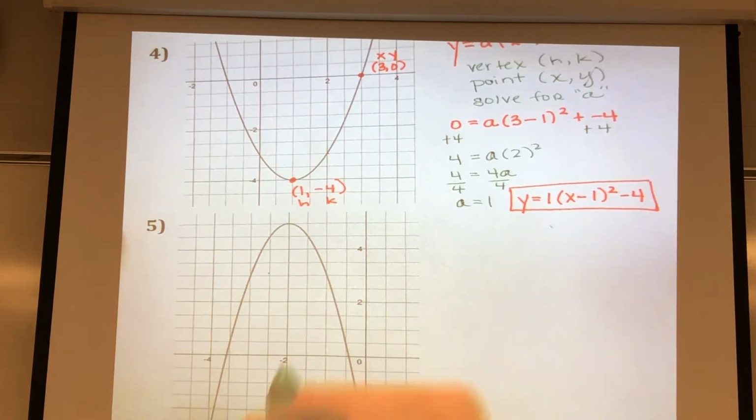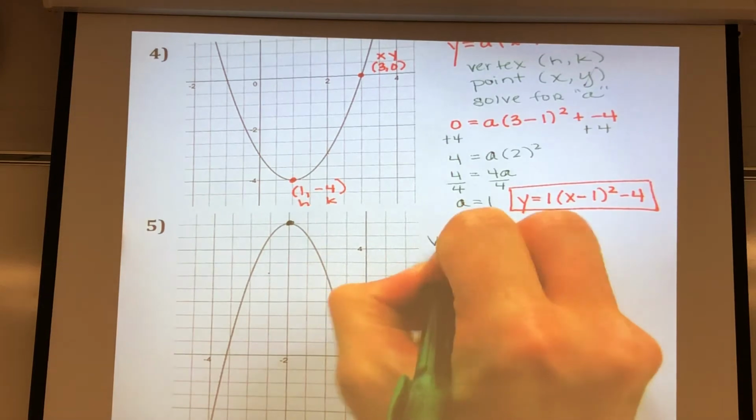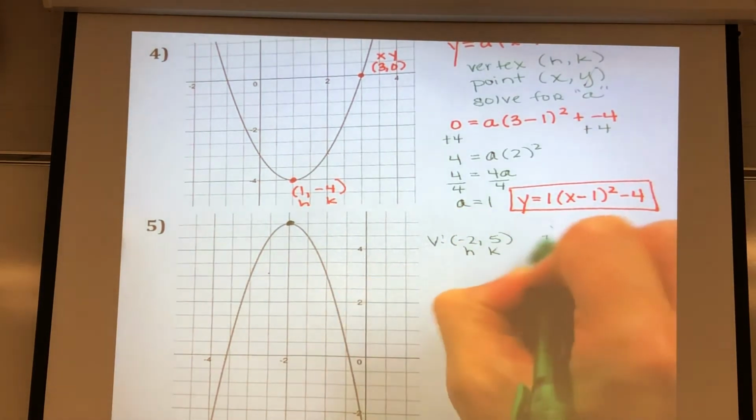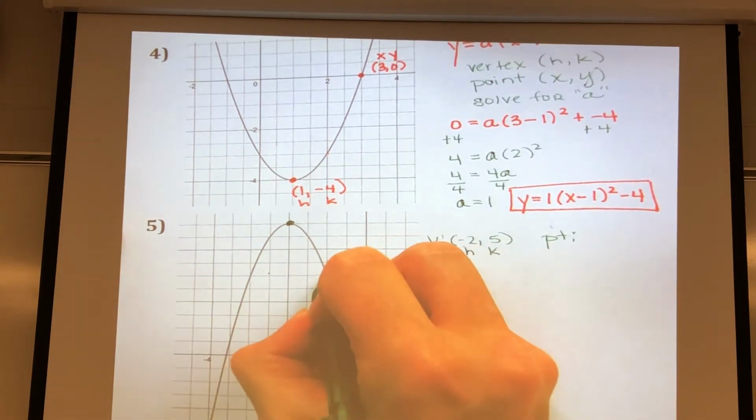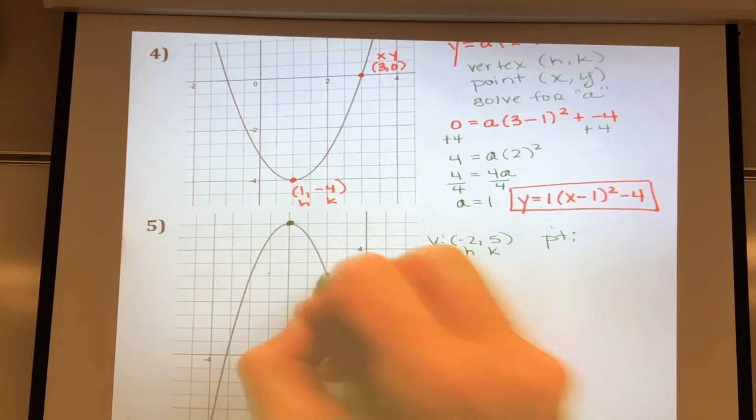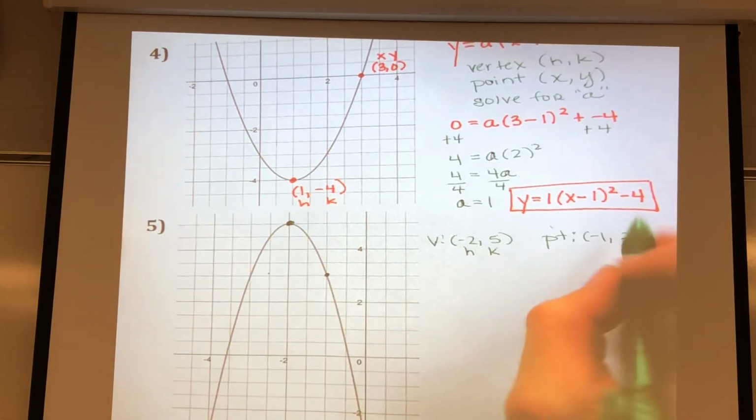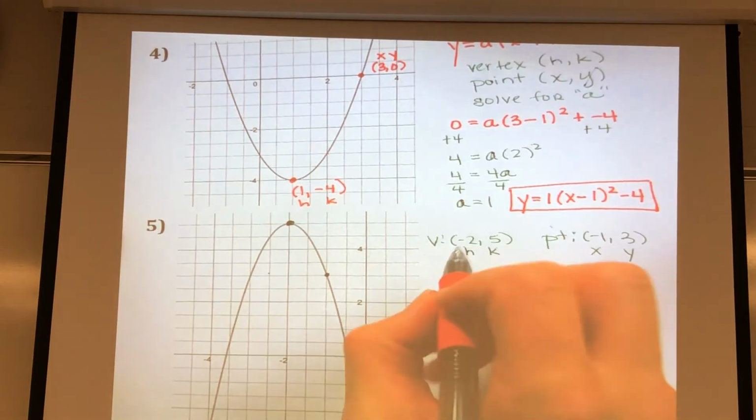All right, so our vertex here is going to be -2, 5, and I'm going to label that h, k. And then a point, we can pick any point as long as it crosses through a corner. How about this one? That's -1, 3. You might have used a different point for yours. That's okay. We should get the same answer in the end no matter what point you use, but you do have to use the vertex. All right, so now we're going to substitute that into the equation.